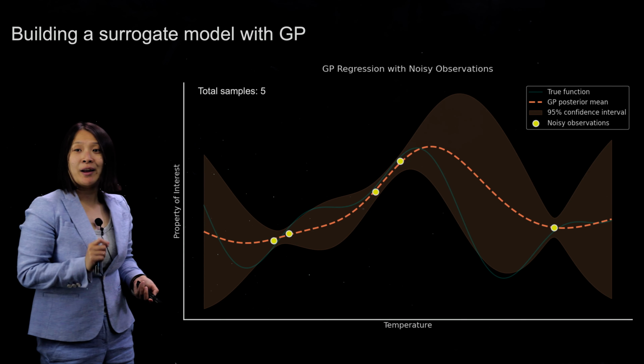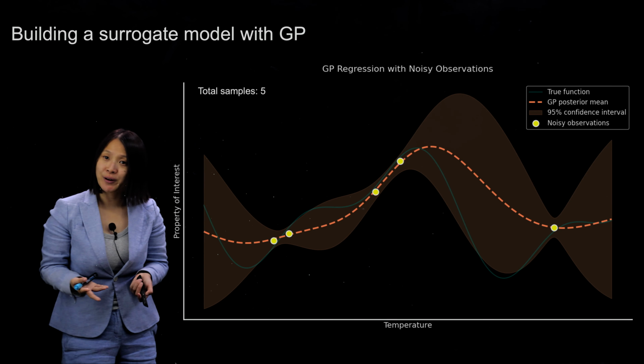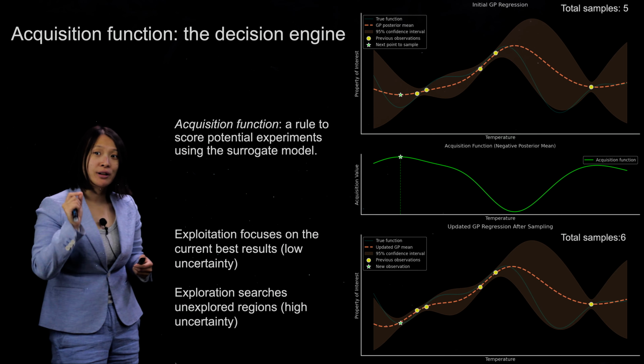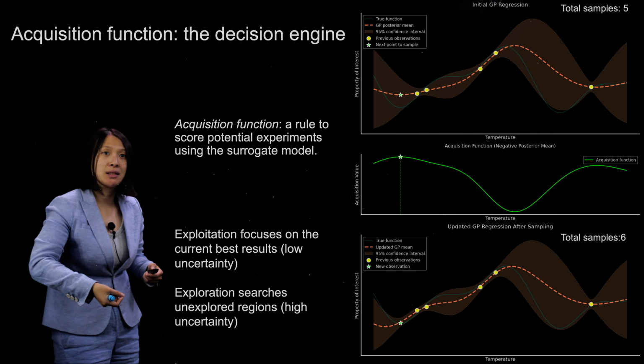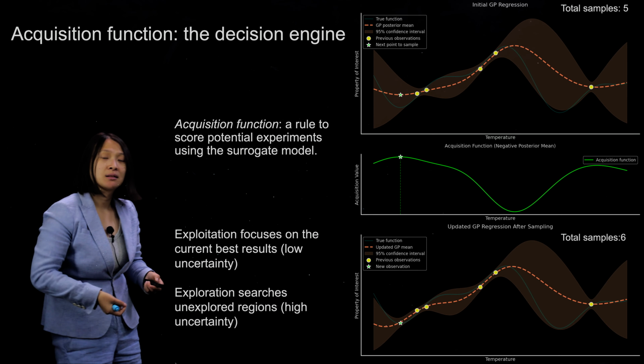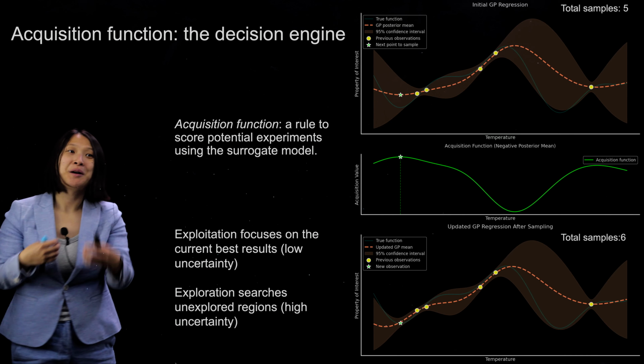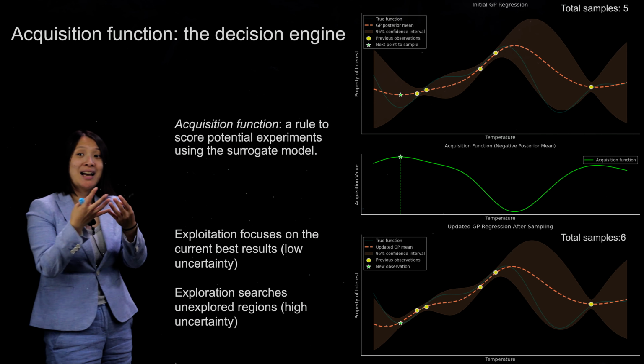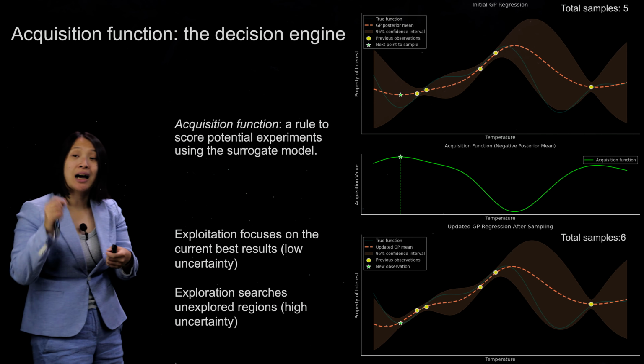One thing, when we're thinking about this, this is really nice. So now we need to decide where to sample for our sixth sample. Of course, we need a rule to guide such experiment design. An acquisition function is indeed a rule to score potential experiments using our surrogate model. Behind the scenes, the acquisition function is the decision engine in our closed-loop optimization framework.